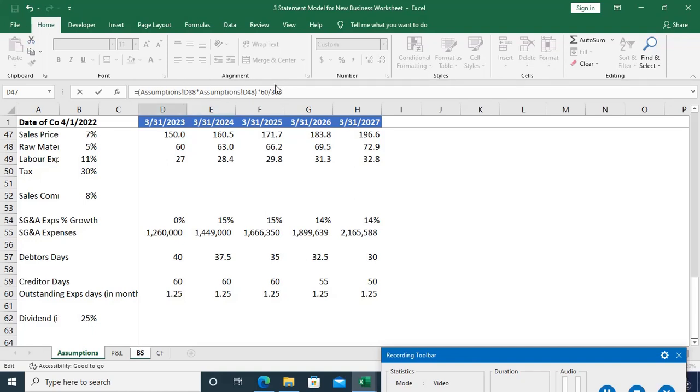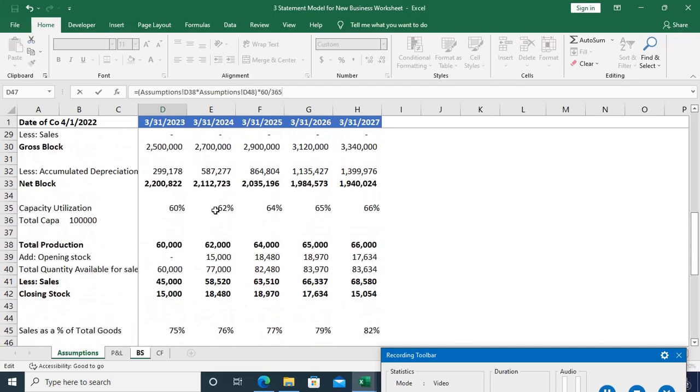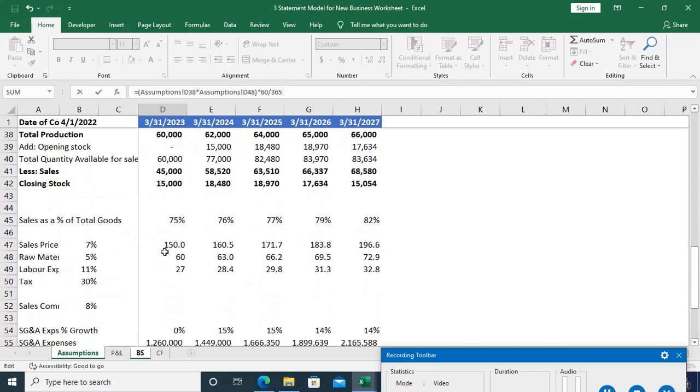But this was your what? This one, if you press F9, shift F9, and try to check, actually it is in the assumptions, so probably it won't work. So this thing is actually assumptions D38 multiplied by D48. D38 was my total production quantity multiplied by raw material price per unit. So this is the actual amount of raw material that I have purchased for the entire year.